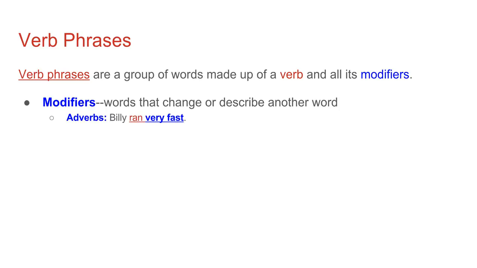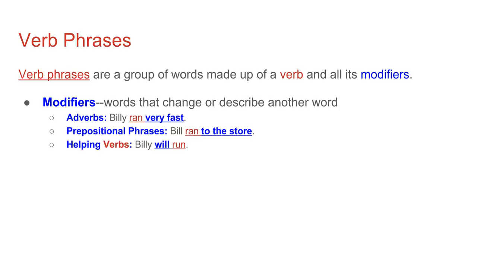In this case, it could be an adverb, like Billy ran very fast, which tells us how Billy ran. It could be a prepositional phrase, like Billy ran to the store, which tells us where Billy ran. Or it could be a helping verb, which changes how run works in the sentence, like Billy will run.